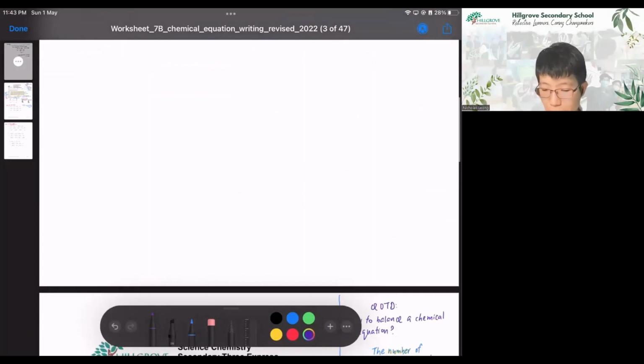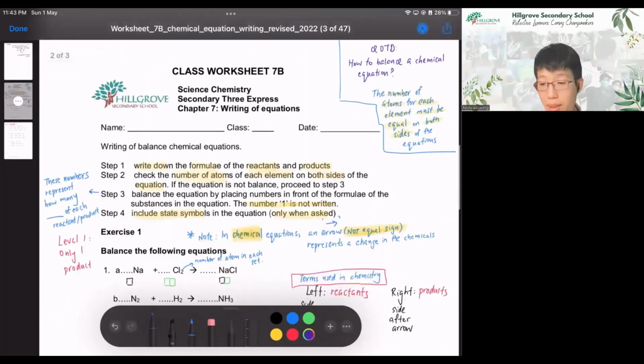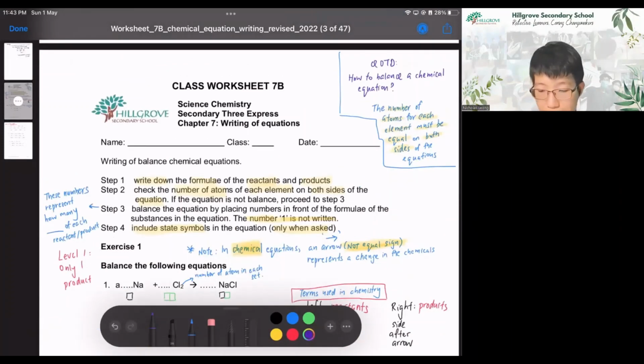So now let's move on to the main question for today. Today, we'll be looking at how to balance a chemical equation. And there's only one very important step that you need to take note of: in order for a chemical equation to be balanced, you need to make sure that the number of atoms for each element must be equal on both sides of the equation. So what do I mean by that? Never mind, we'll be going through some examples to let you know what it means.